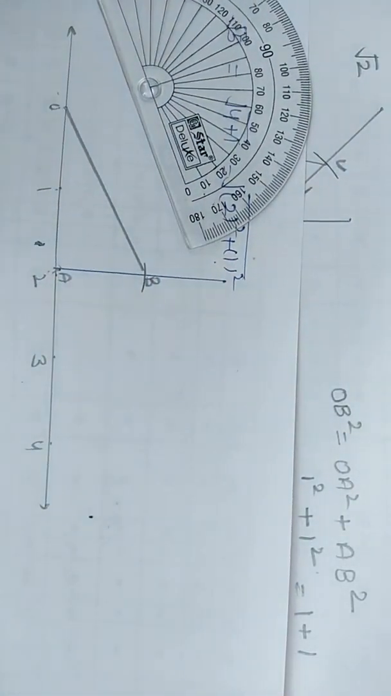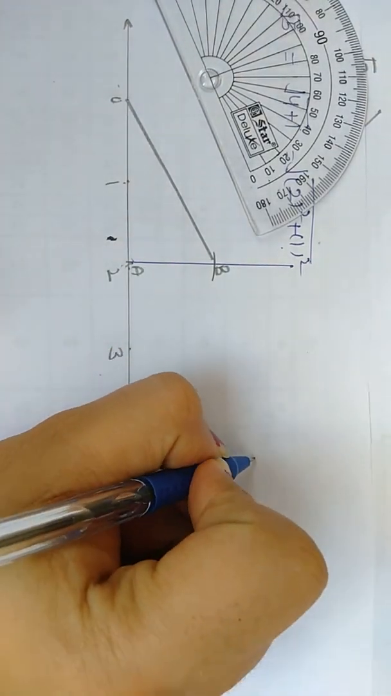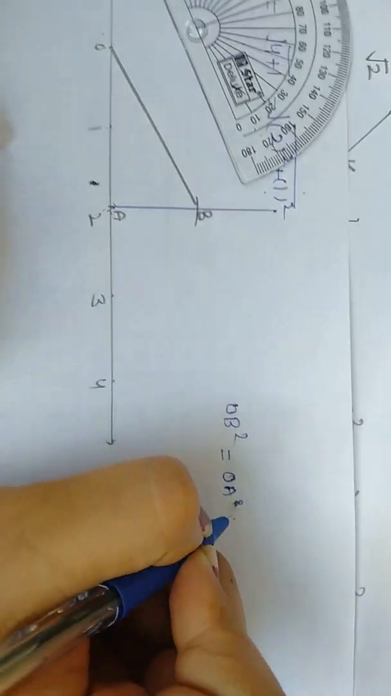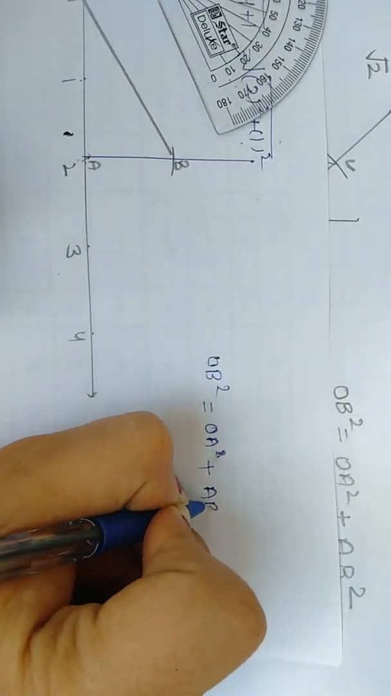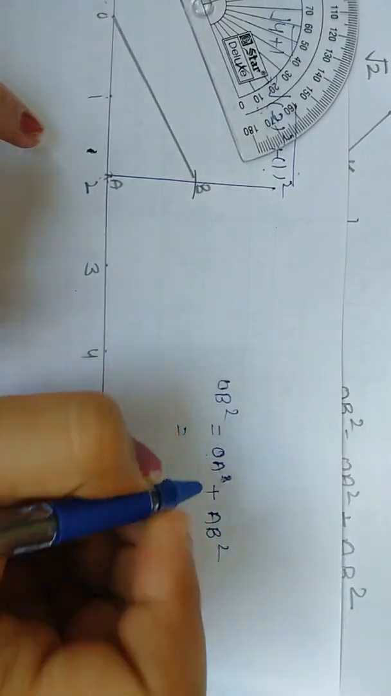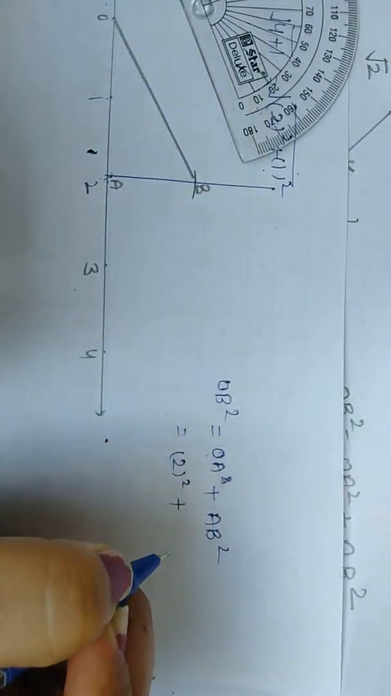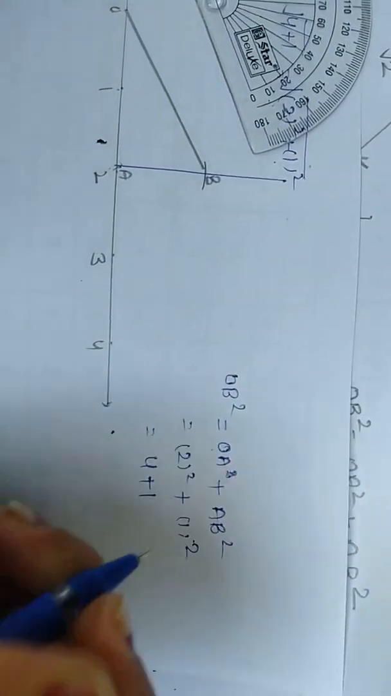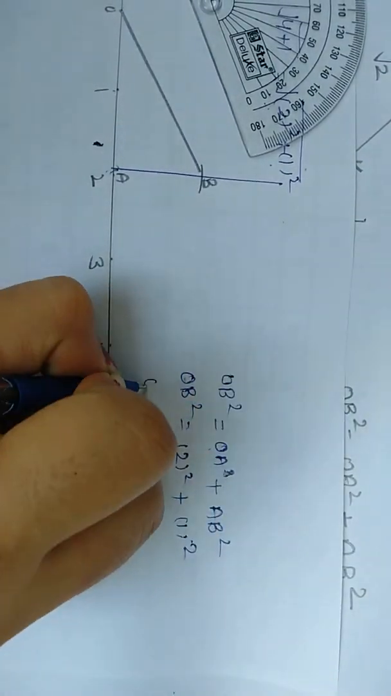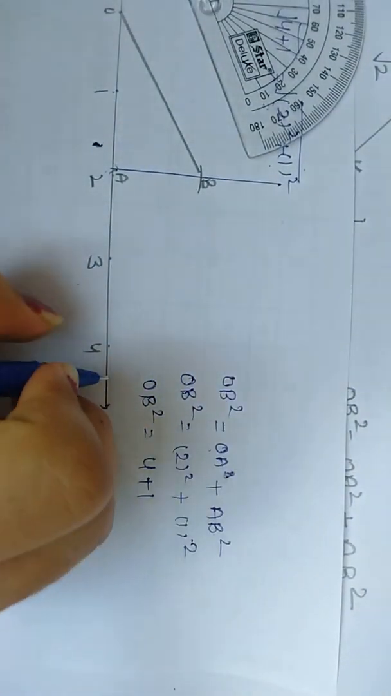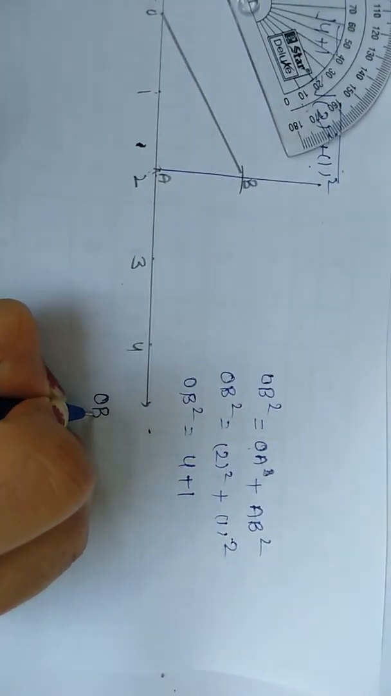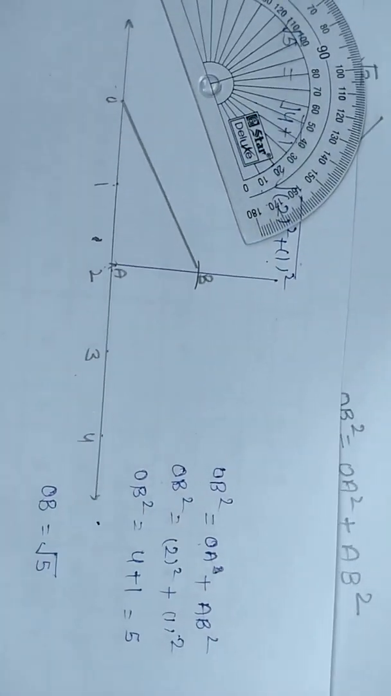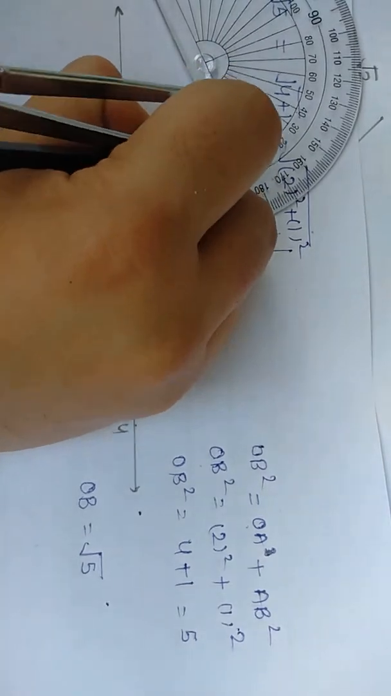Again we will do it by using the Pythagoras theorem. We have to find the value of OB square, which is equal to OA square plus AB square. We have the value of OA, that is 2 square. The value of AB is 1 square, that is 4 plus 1. This is OB square, which is equal to 5. OB is equal to under root 5. Now we have the value of OB, that is root 5.